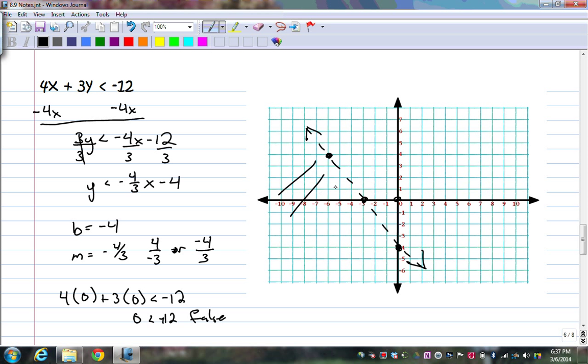And sure enough, I'm going to shade this side. And that's what I thought anyway, because my symbol was less than, and that's shading a side that is less than.